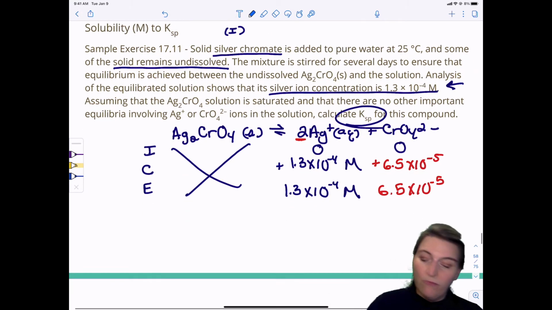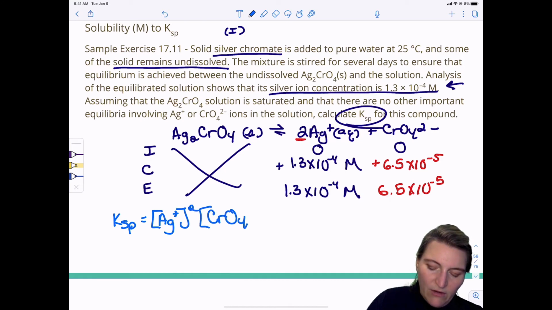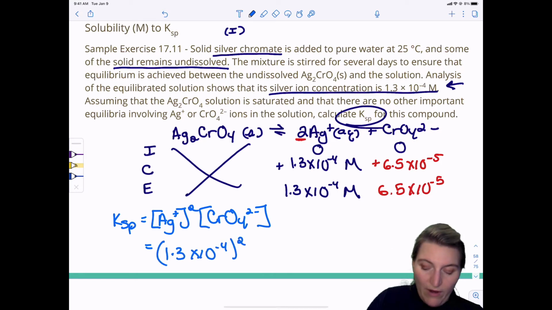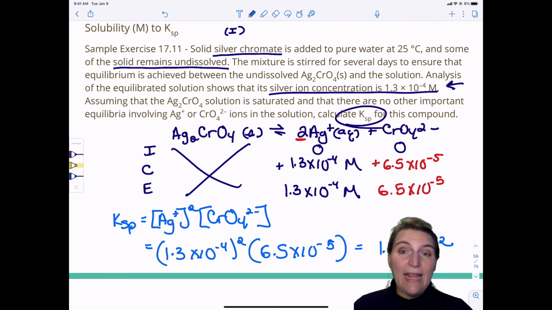And now I could just put it right into my KSP. KSP is the concentration of the Ag+ squared times the concentration of CrO4 2-. The Ag is 1.3 times 10 to the -4 squared. The chromate is 6.5 times 10 to the -5, and that comes out to be 1.1 times 10 to the -12. Again, these K's don't have units on them.